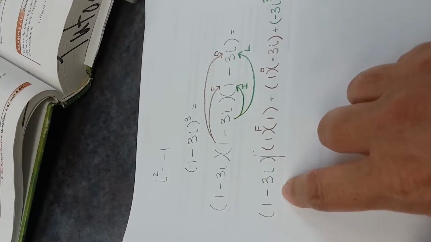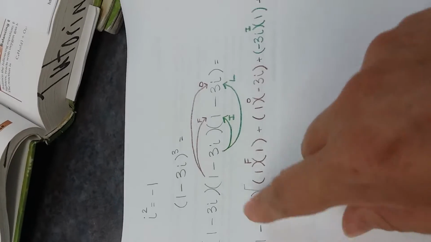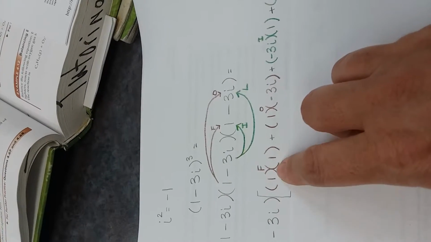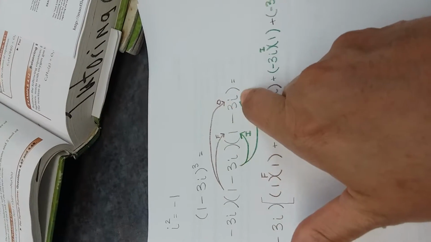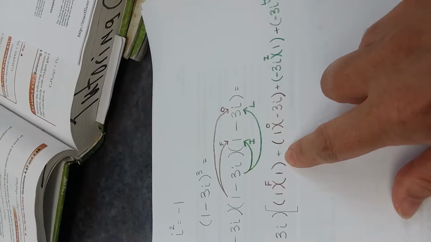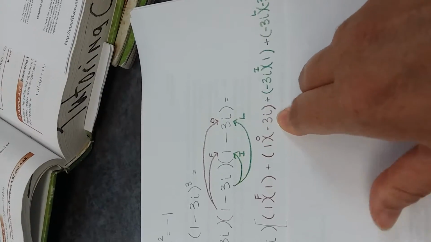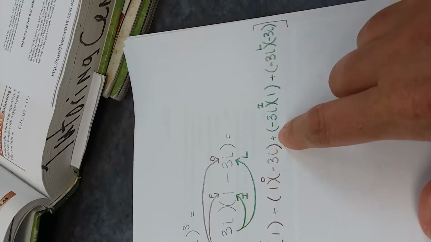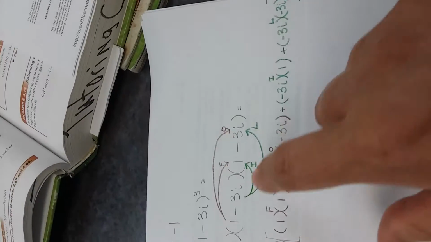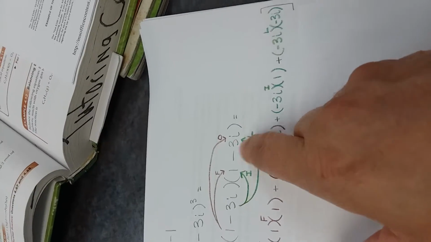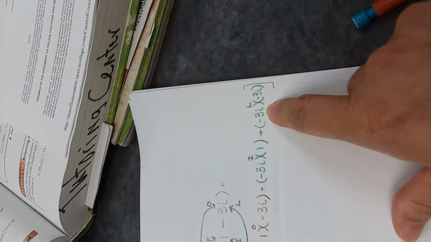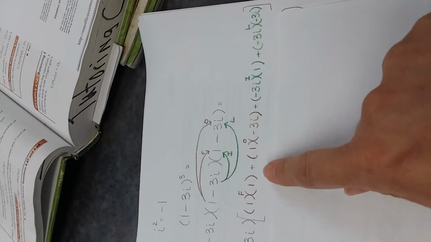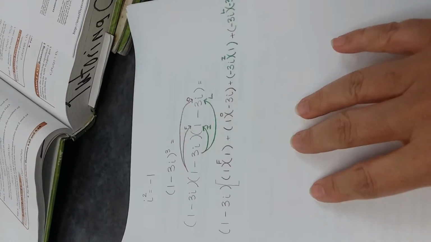So you can see the first 1 minus 3i I brought down. And then I've got 1 times 1, that's first. Then outer is 1 times -3i, so plus 1 times -3i. Then inner is -3i times 1, so plus -3i times 1. And last is -3i times -3i, so plus -3i times -3i. So I've got it all set up, and now my next job is to multiply each one of those.